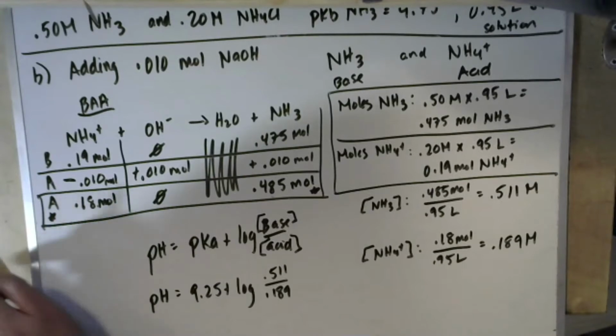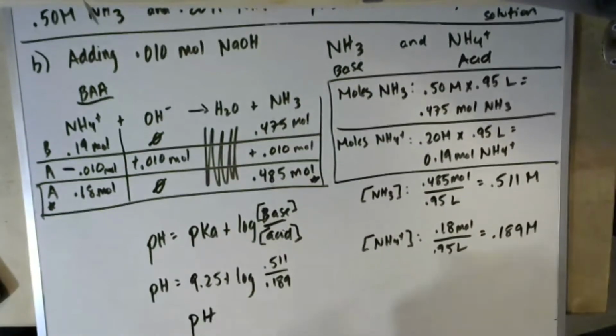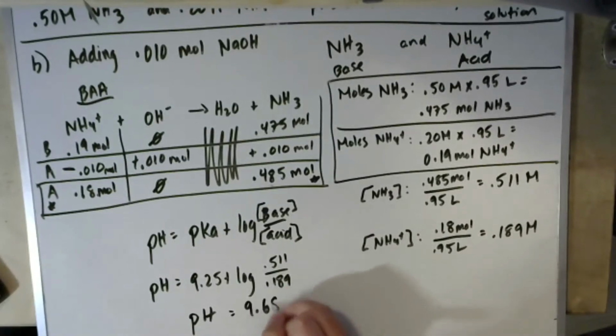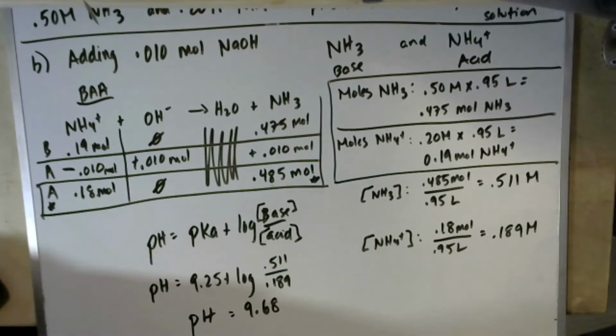Then we're going to do our math out, and we get a new pH, a little bit higher, just like we expected, and it's going to be 9.68. Okay, so it was 9.65, now it's 9.68. And we would expect that little increase by adding just a little bit of that NaOH. All right, now let's see what happens when we add some of the HCl.